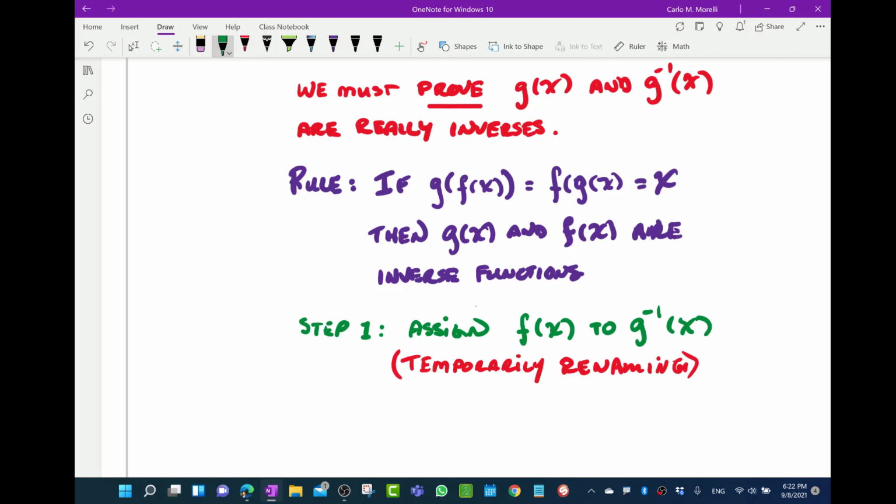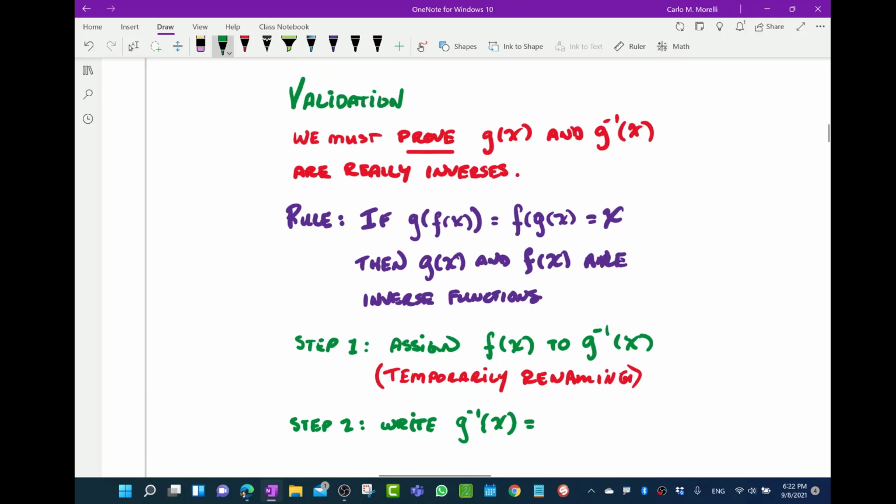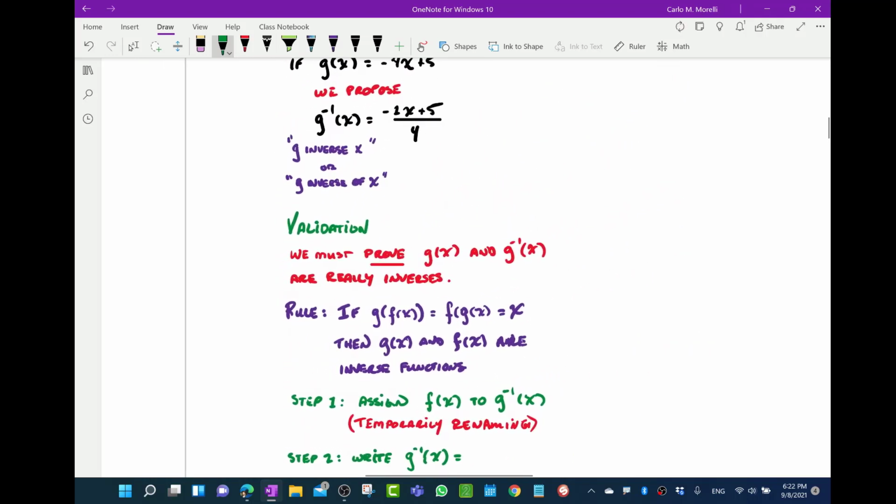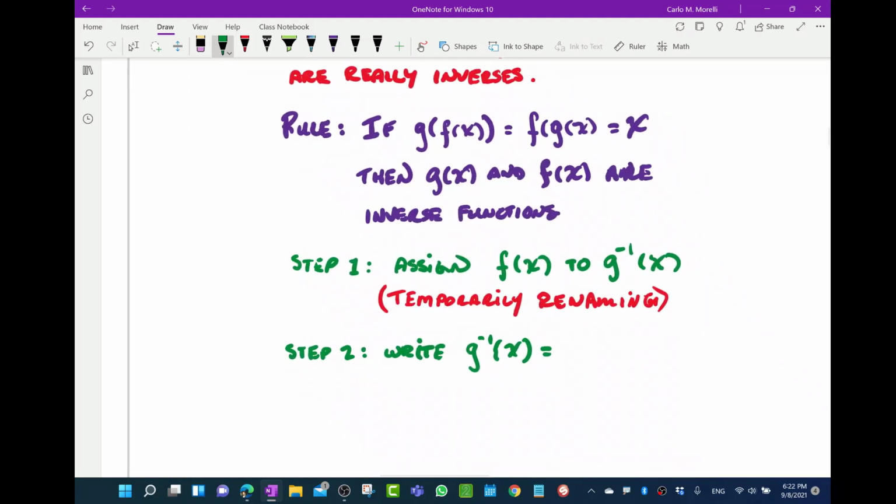So, let's continue. Step 2. Write g inverse x equals what we think it equals, -1x plus 5 over 4.